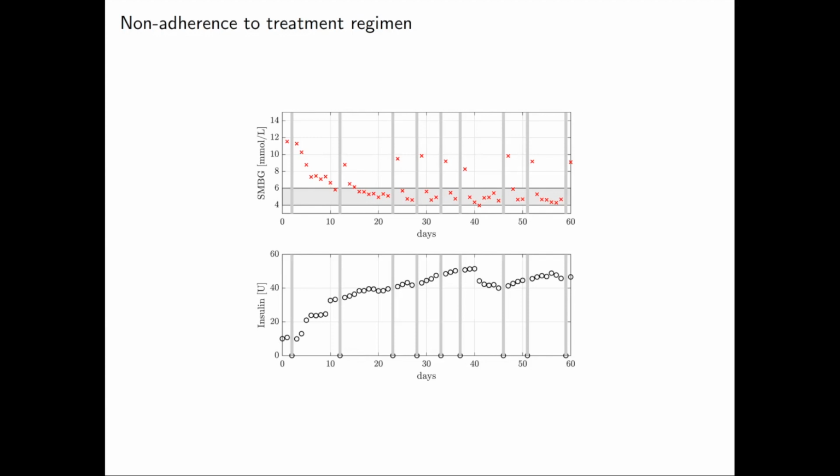In order to test the proposed algorithm in the case of such non-adherence to treatment regimen, we simulate a case where the patient forgets to record the blood glucose measurement and inject insulin on some days chosen randomly, shown by these gray bars. And we see that the proposed algorithm is able to bring the blood glucose concentration to the target zone despite non-adherence to treatment regimen.